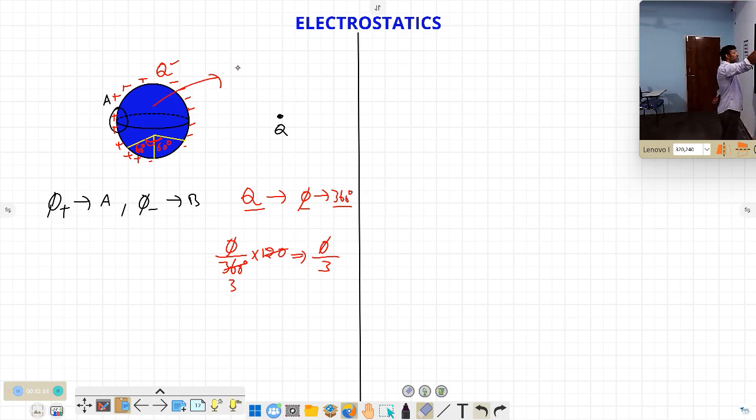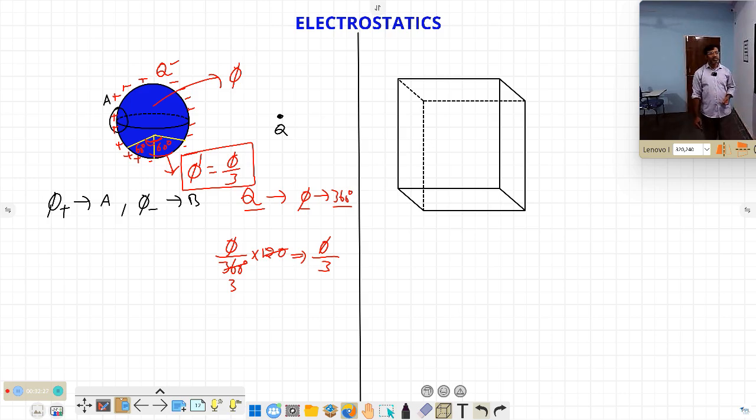The total flux of this one is equal to, if we say phi, the flux enclosed in this part is phi dash, which we can write as 5 by 3. This is the way you have to understand and apply the concepts of this one. Now the next concept is in the case of a cube.